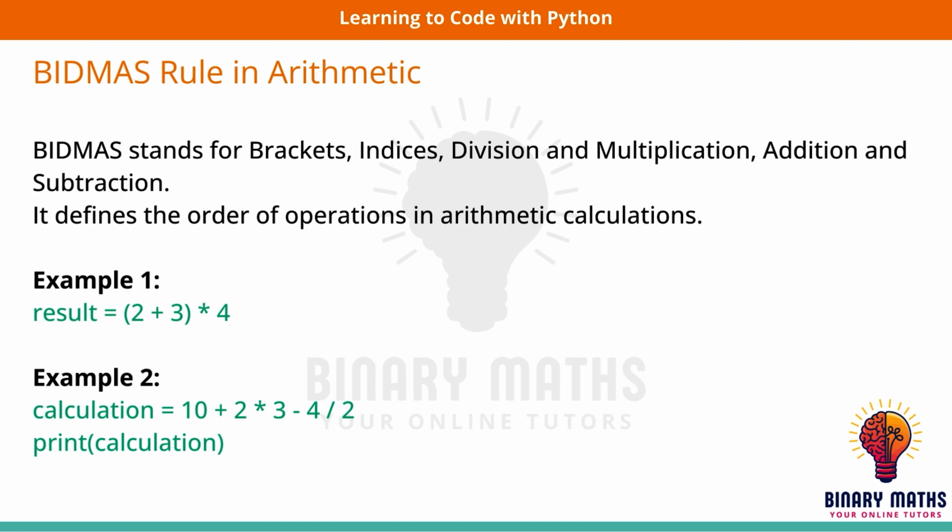Now let's talk about the BIDMAS rule. BIDMAS stands for brackets, indices, division and multiplication, followed by addition and subtraction. It defines the order of operations in arithmetic calculations. For example, we could say result equals 2 plus 3 multiplied by 4. So 2 plus 3 is in brackets, multiplied by 4. So here the addition inside the brackets is performed first, followed by the multiplication.